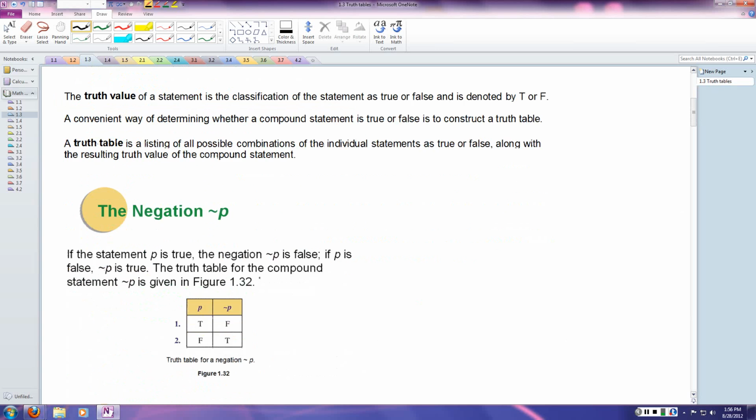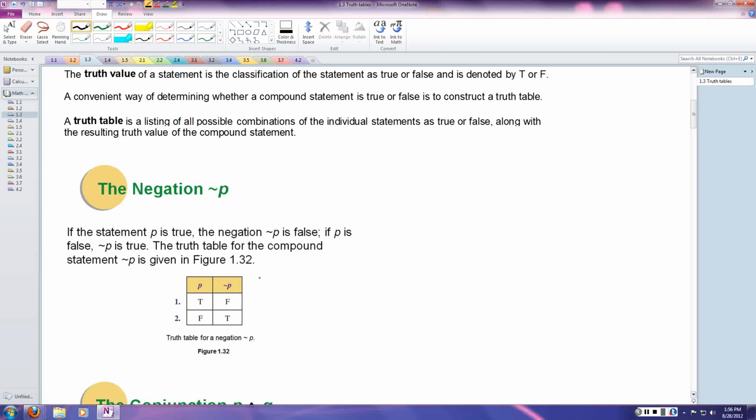So the negation of a statement. Your PowerPoint used the example P is it's snowing. So the negation of that would be it is not snowing. So this little tilde is just putting the not in front of it. So for a truth table, we're flipping the truth of P. So here P is either true or false. So not P, if P is true, then not P is false. And if P is false, then not P is true.